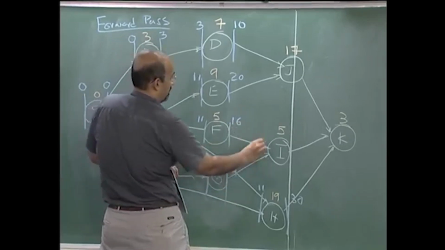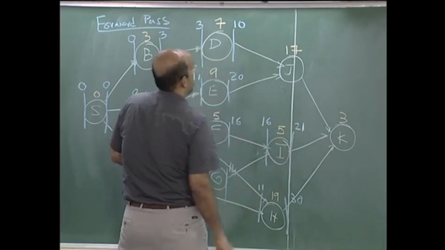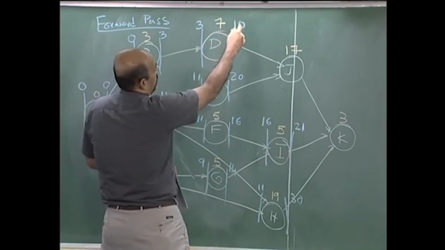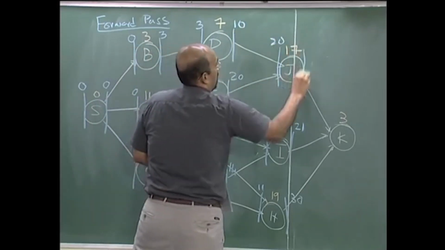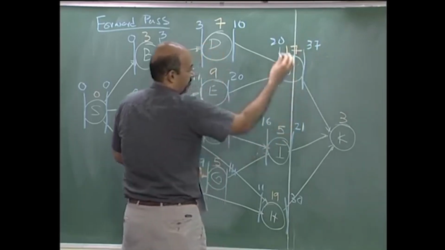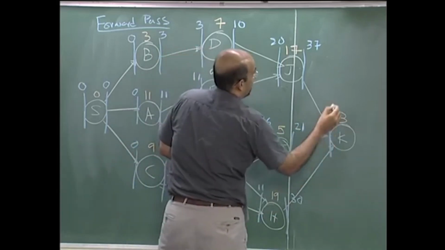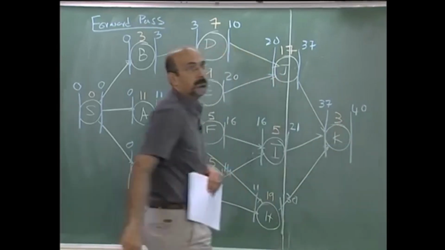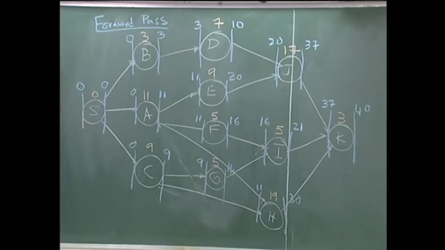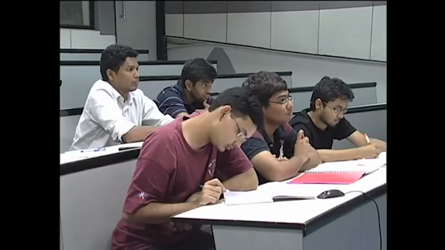We have 16 and 14, so 21. J, we have two predecessors. One finishes at 10, the other at 20. We take 20 and 37. So K has three predecessors, J, I, H, and we would expect it to take the later value 37, finishes at 40. Okay, so the project duration is 40, and we have completed the forward pass.